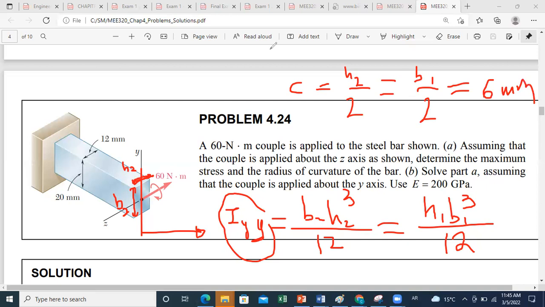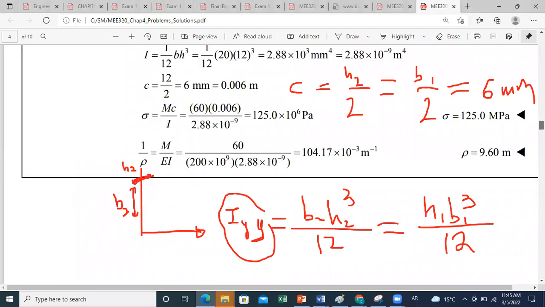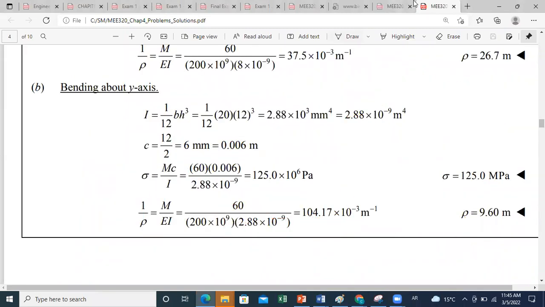Okay, so now I just have to do the following replacement. I calculate I again, I calculate C again, and then I replace into my equation sigma equals Mc over I to get the maximum stress, and I replace into the equation of radius of curvature to get my value. And then, as I told you, the radius of curvature will be along another direction. Okay, so we'll continue to solve more problems next time.